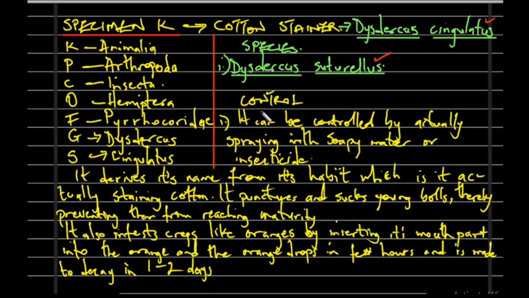So it can be controlled. This particular cotton stainer can be controlled. And how do we control the cotton stainer? It can actually be controlled using soapy water. You can spray it using soapy water, or you use a precise amount of insecticide. Those are the things that can be done to control the cotton stainer.